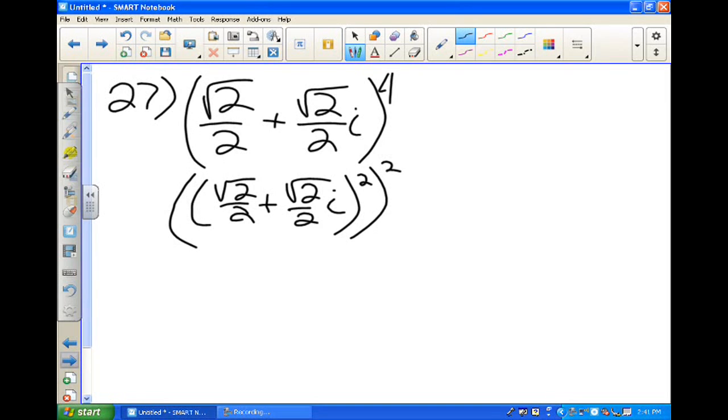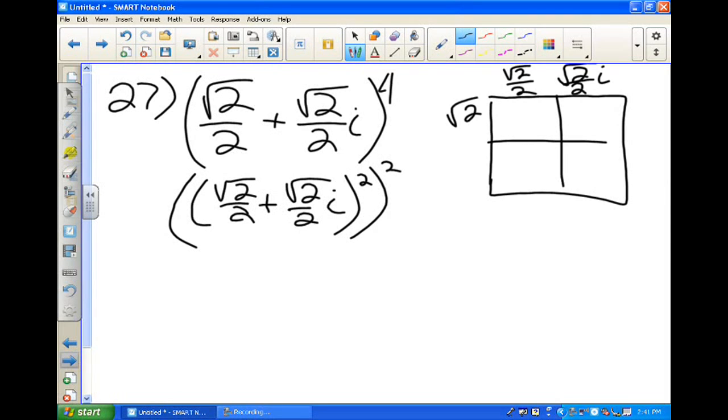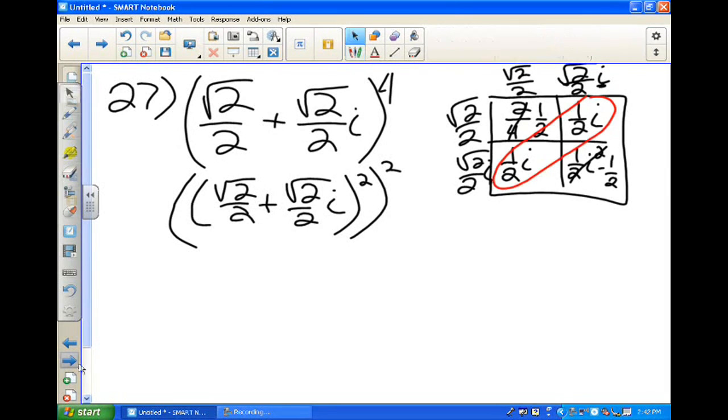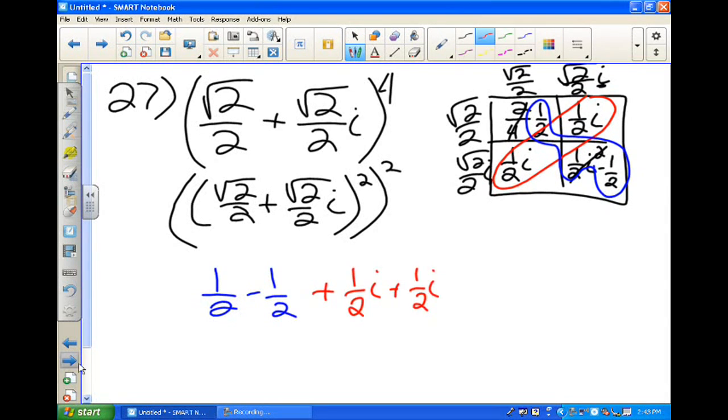So one way to start this problem: we have a complex number raised to the 4th power, which really means squaring a square. So we're going to square the complex number first. Root 2 over 2 times root 2 over 2 actually becomes 2 over 4, which reduces down to 1/2. Then the next term would be 1/2 i, and then another 1/2 i, and then negative 1/2, because the i squared represents a negative 1. Here again we combine the real components with the imaginary components. The real components cancel out because 1/2 minus 1/2 is 0. And then 1/2 i plus 1/2 i just equals i.